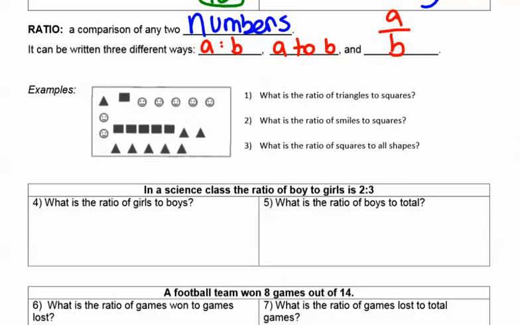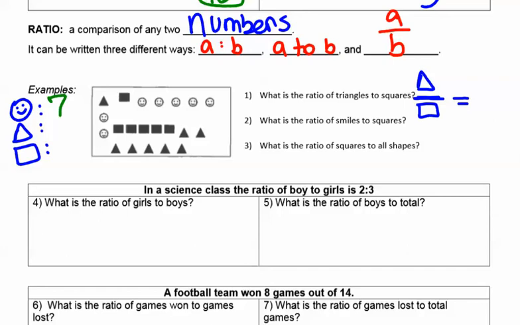All right, this first example, it says, what is the ratio of triangles to squares. So we want triangles over squares. Well, first let's go ahead and use this picture and count up. We know we're going to need all of these, so we may as well count all of them up. All right, smiley faces. How many smiley faces do we have? 1, 2, 3, 4, 5, 6, 7.